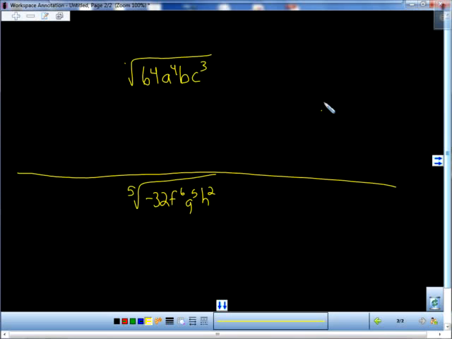I want to take a look at two different problems. One that has an even exponent and one that has an odd exponent. To do these, we're going to break down all the parts of the term into something squared so we can easily take the square root of the entire thing.